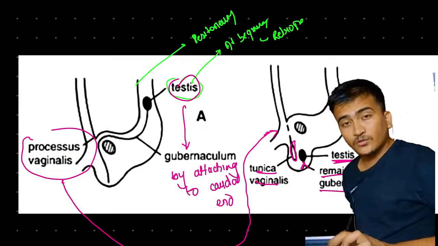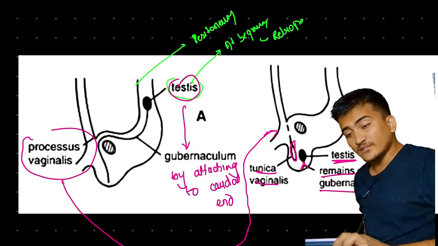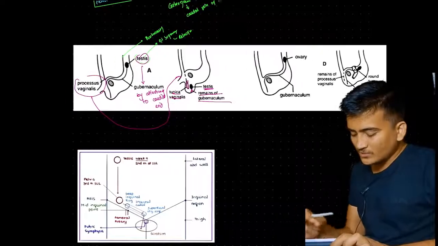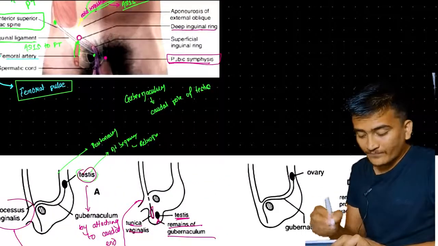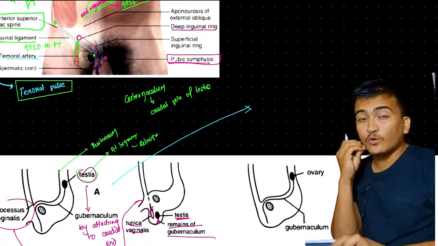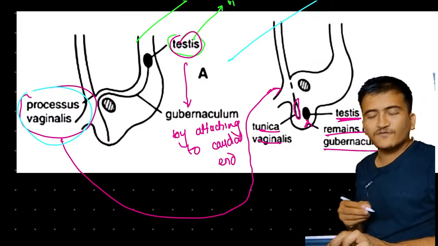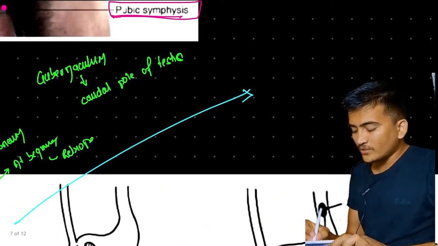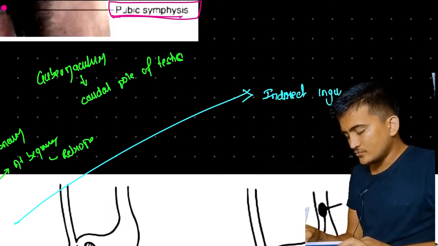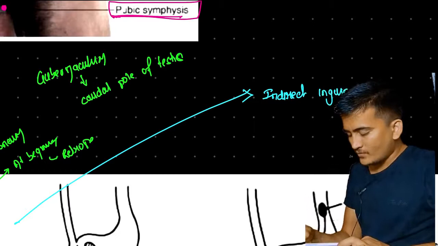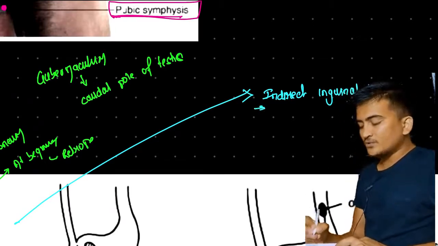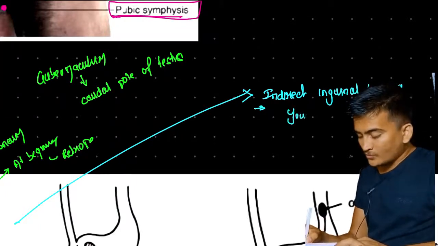And here the common hernia that we will be talking about will cause indirect inguinal hernia. What did I say it will cause? Indirect inguinal hernia. We are talking about the condition where there is no obliteration of the processus vaginalis, right. So there will be an indirect inguinal hernia.